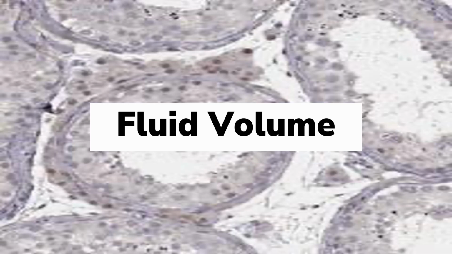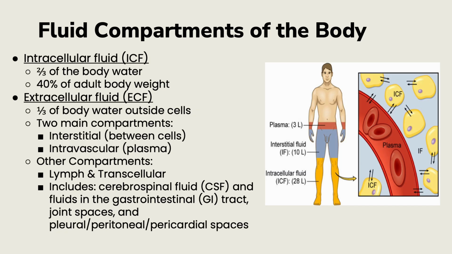So let's talk about fluid volume because we said fluid, electrolytes, and acid-base help us maintain this. So let's talk about fluid volume. Most of the body is composed of water, and the water is divided into compartments. About 2/3 of the body water is intracellular, that means inside the cell, and the other 1/3 is extracellular, that means outside the cell. The extracellular compartment is divided into interstitial.